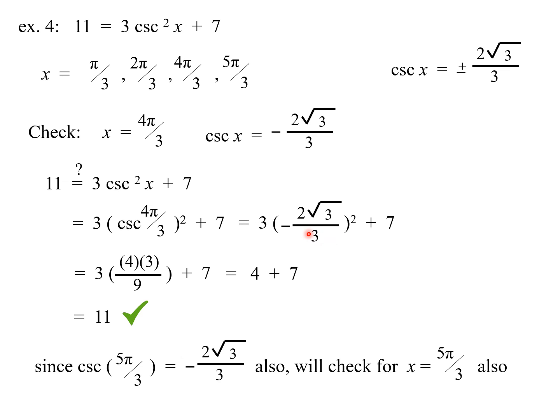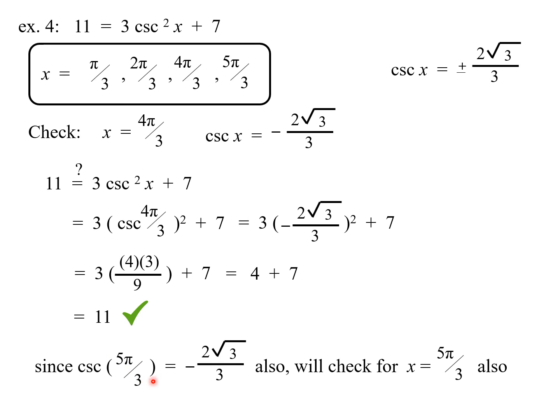And then, because the cosecant of 5 pi over 3 is also negative 2 root 3 over 3, it will check for that also. So all 4 solutions are valid solutions of this expression.